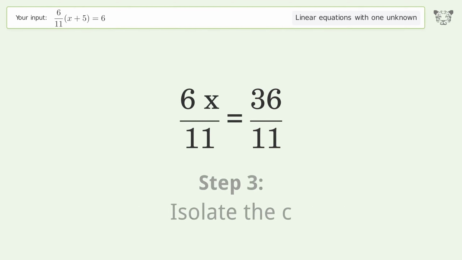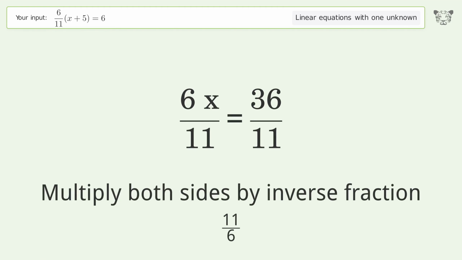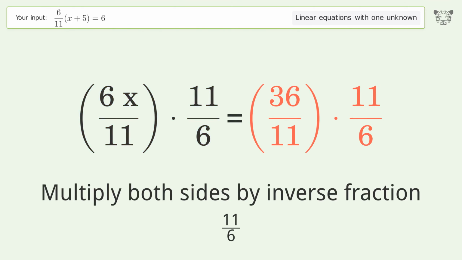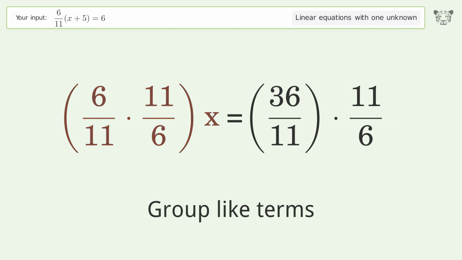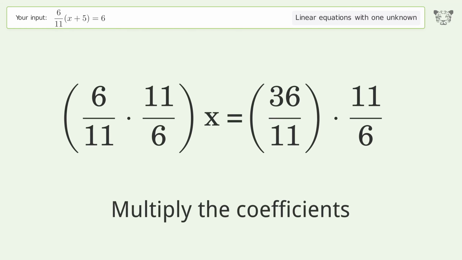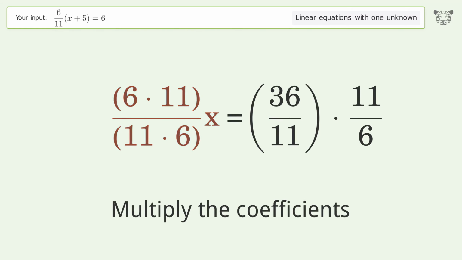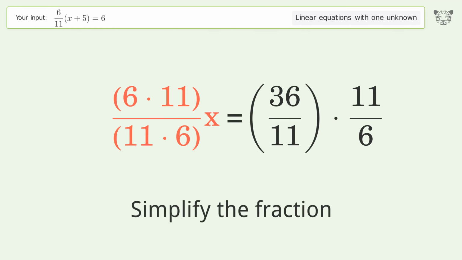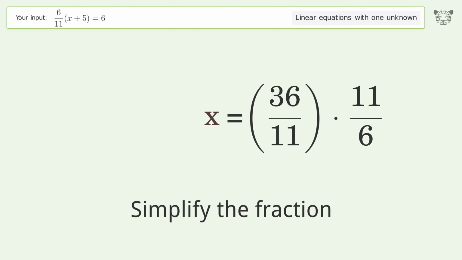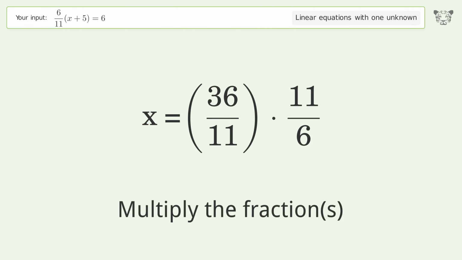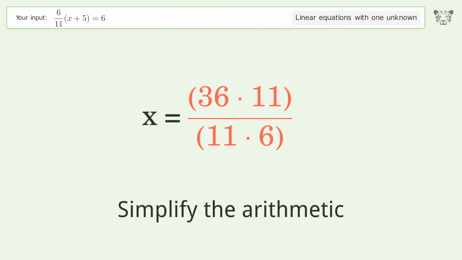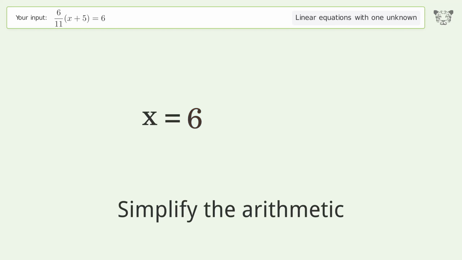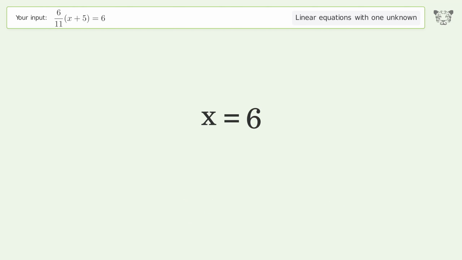Isolate the x. Multiply both sides by inverse fraction 11 over 6. Group like terms. Multiply the coefficients. Simplify the fraction. Multiply the fractions. Simplify the arithmetic. And so the final result is x equals 6.